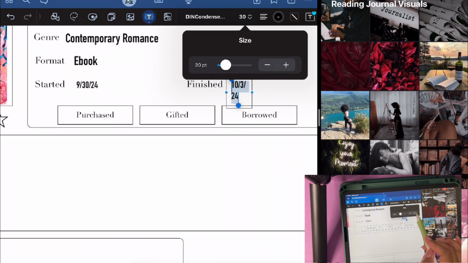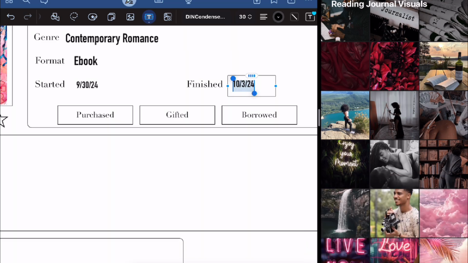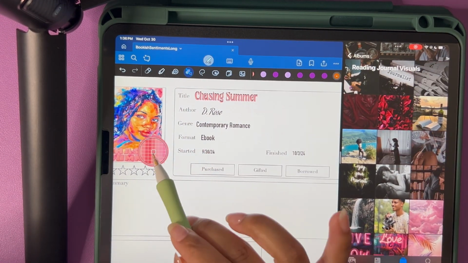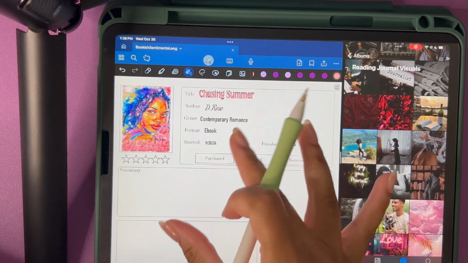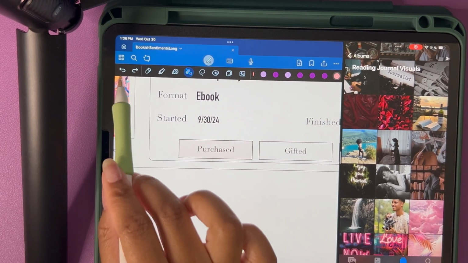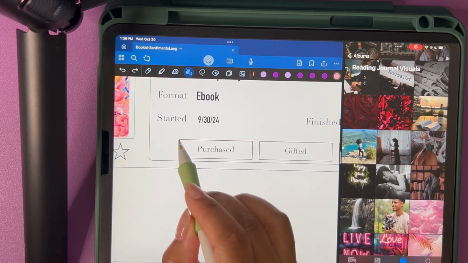But yes, Chasing Summer was definitely my favorite. This one was about Ali and Soleil, who meet by chance. They meet by chance at a party and have this instant connection.